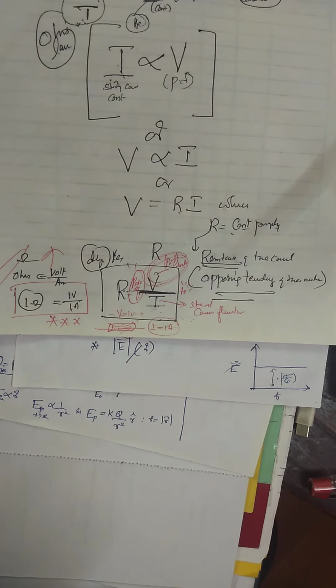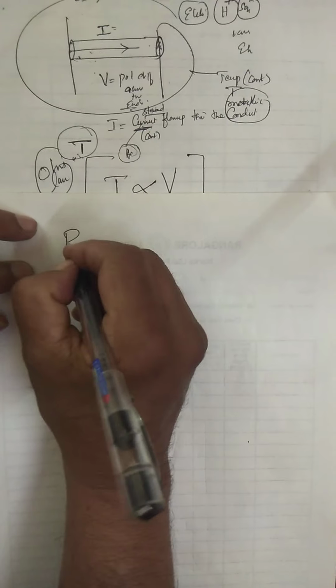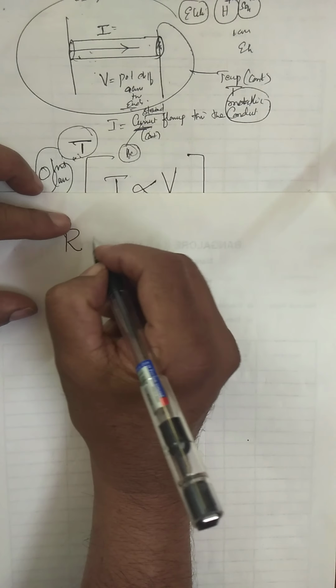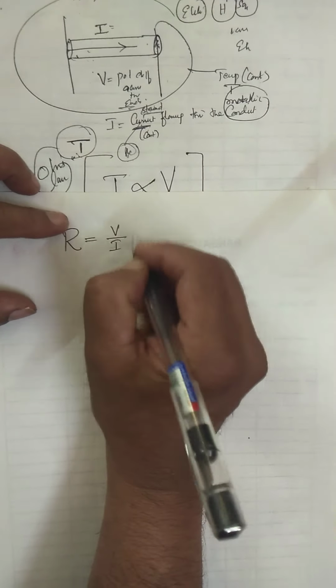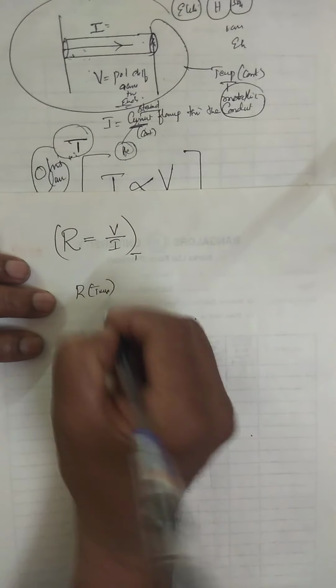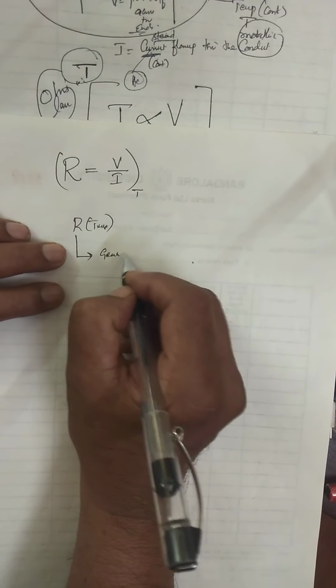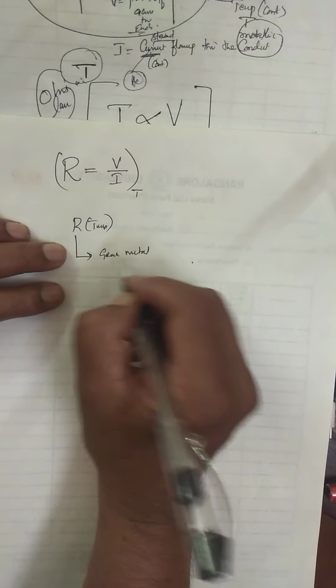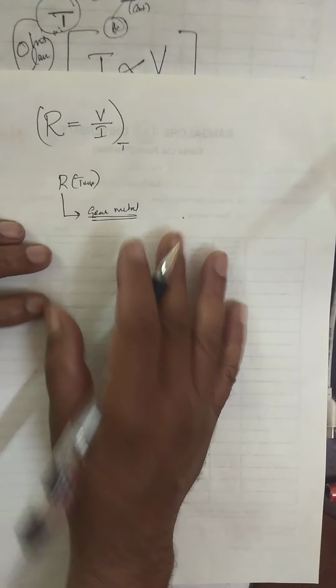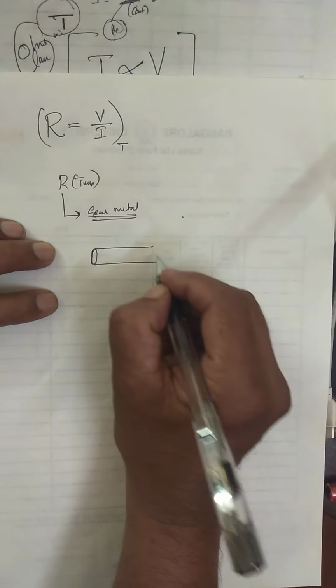Okay. Therefore, resistance of the conductor, you are done. Resistance is equal to V by I at constant temperature. The resistance depends upon the temperature, and resistance depends upon the geometry of the metal, or how the shape looks. Therefore, see, you take a metal, right?